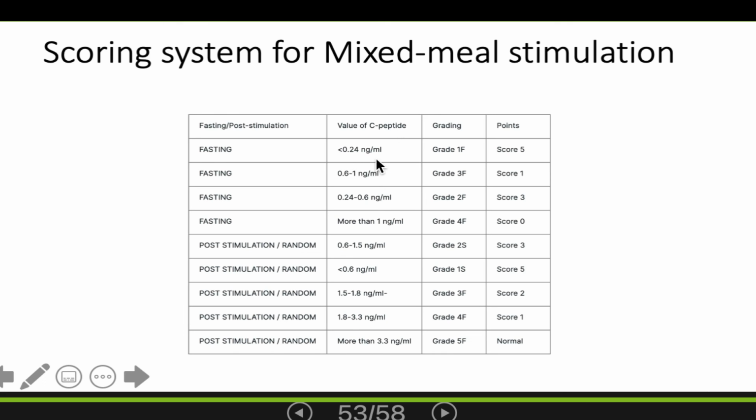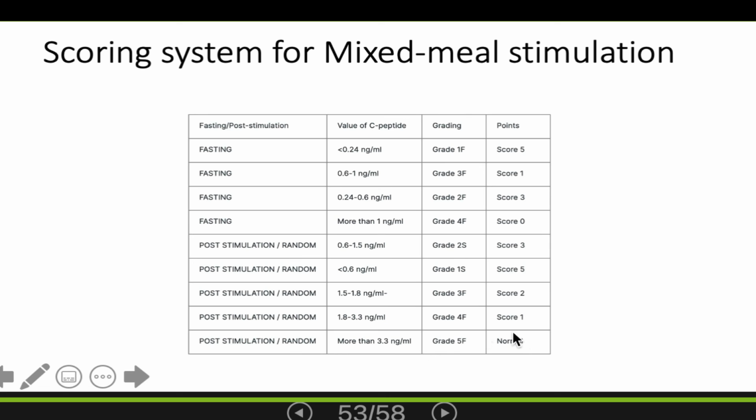You can see if the value is less than 0.24 nanogram per ml, again, be careful about the unit, we call it grade 1F and give a score of 5. Then there are the other ranges, and these are the scores that we give. Post stimulation, if the value is less than 0.6, the score is 5. Again I apologize for this table being incorrectly placed. 0.6 to 1.5 score of 3, 1.5 to 1.8 score of 2, and up to 3.3 we give a score of 1.